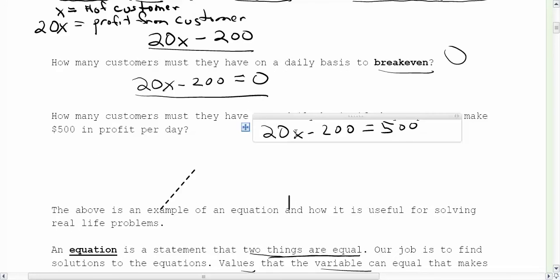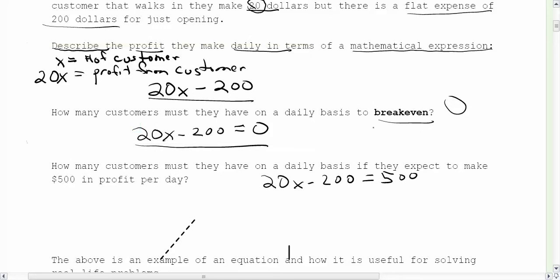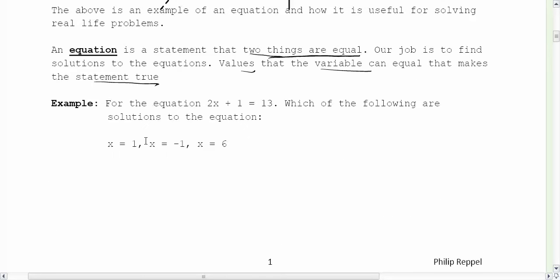If we look up here, at the very first one, if I plug in x equal to 0, 20 times 0 is 0, minus 200 is minus 200. That's not 0. If I plug in 1 here, 20 minus 200 is minus 180. That's not 0. So again, a solution makes this true. So in other words, you can't just go around plugging any number in for x. You have to find the x that works. Okay? And that's where we're going.